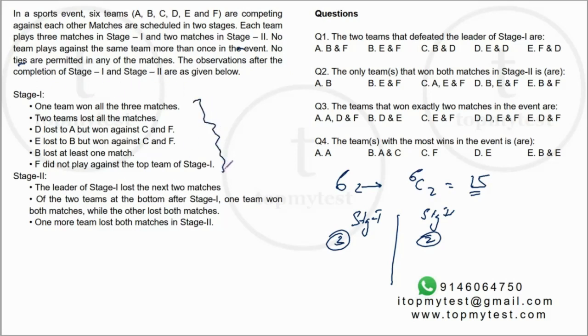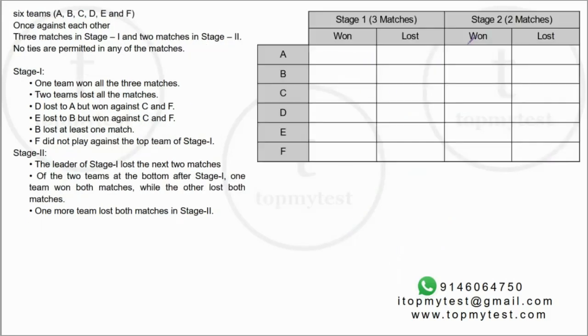The observations are given here, stage 1 and stage 2. So you have information about who won and who lost in both stage 1 and stage 2. And look at the type of questions to check what we need to do. The 2 teams that defeated stage 1, the only 2 teams which won both the matches in stage 2, team that won exactly 2 matches in the event, teams that have most wins in the event. So you basically have to figure out who won and against whom in which stage and overall in the event as well. There is no mention of points as such, so just win and loss is good enough to figure out.